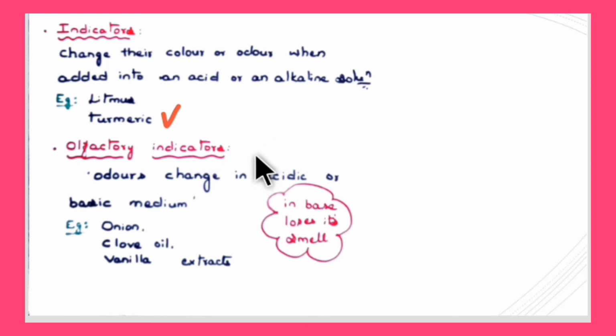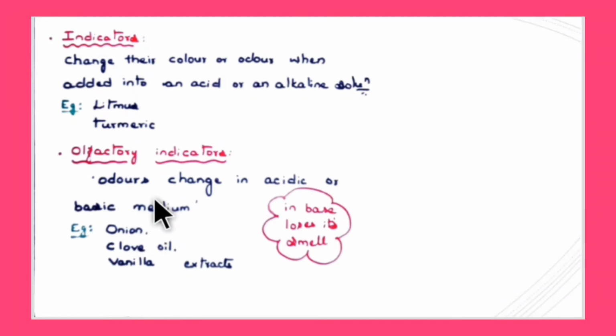Something special about this next one: olfactory indicators. What are olfactory indicators? Those substances whose odor changes in acidic or basic medium are called olfactory indicators. So in the acidic medium the smell will be different and in the base medium it will be different. The smell changes, not the color. Okay, examples are onion, clove oil, vanilla extract. All these are examples of olfactory indicators.